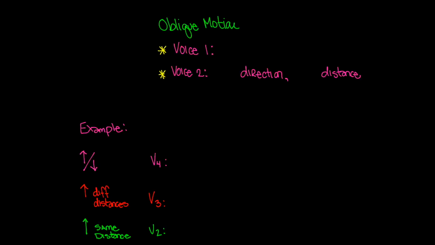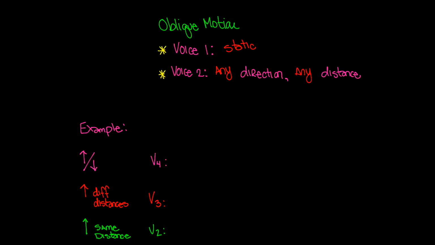Welcome back, everyone, and in today's video lesson we are going to take a look at oblique motion. Now, oblique motion is a type of voice leading where we have two voices and one voice is required to remain static. So the voice has to stay the same and the second voice can go any direction, any distance.